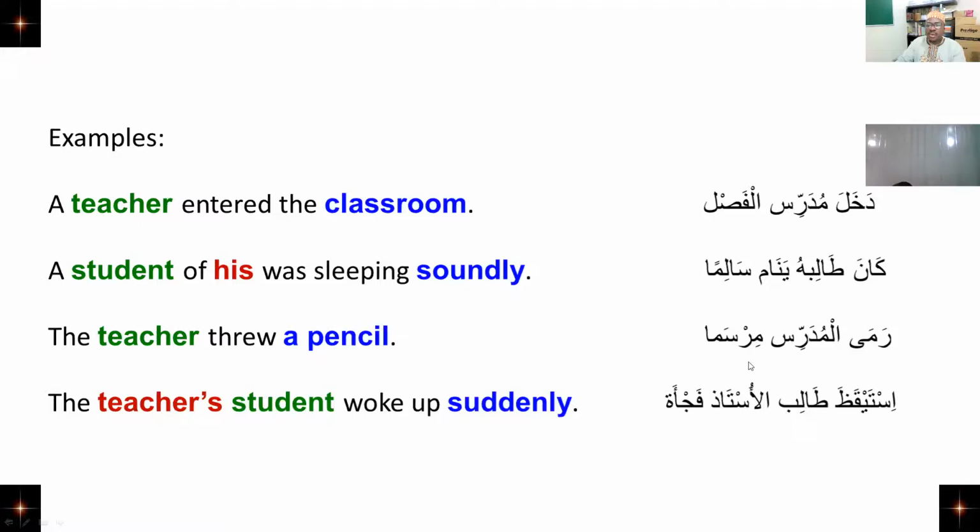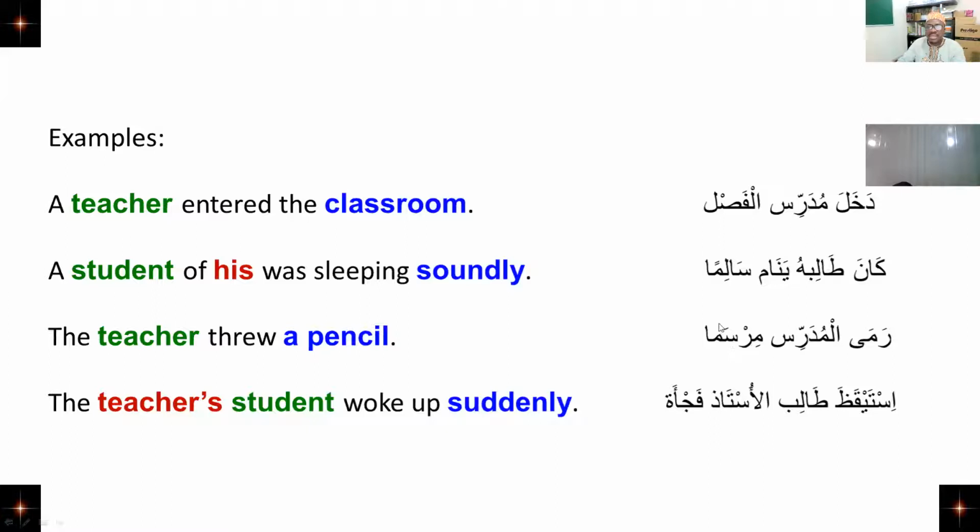Again, Rama al-mudarrisu mirsaman. So look at the sentence. I'm sure some of you who know Arabic know the meaning. But if you look at the coloring here, the teacher is made green because it's the subject, so it is in rafa status. So here you can easily put dhamma on top of mudarrisu. What did he throw? Where the action fell on is in nasb status. So this one will be mirsaman, that's how this one will be in the nasb status.